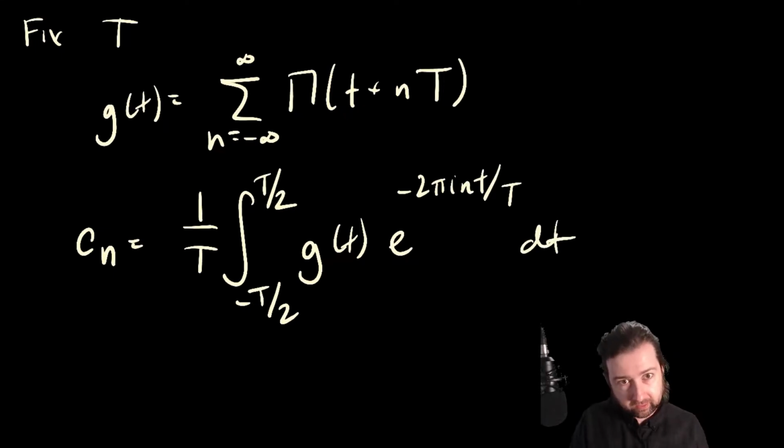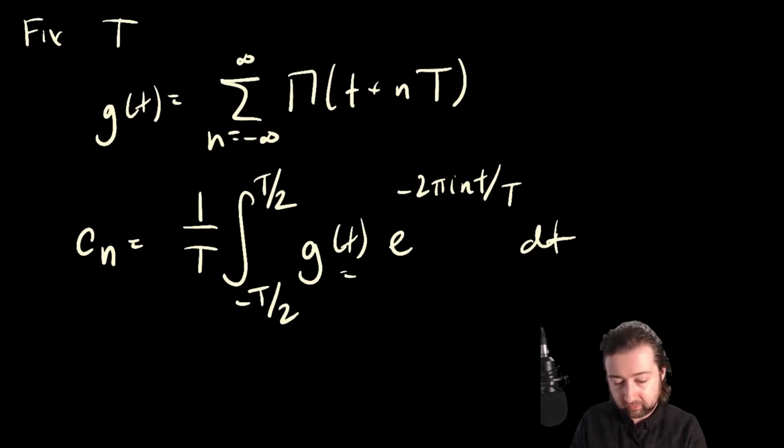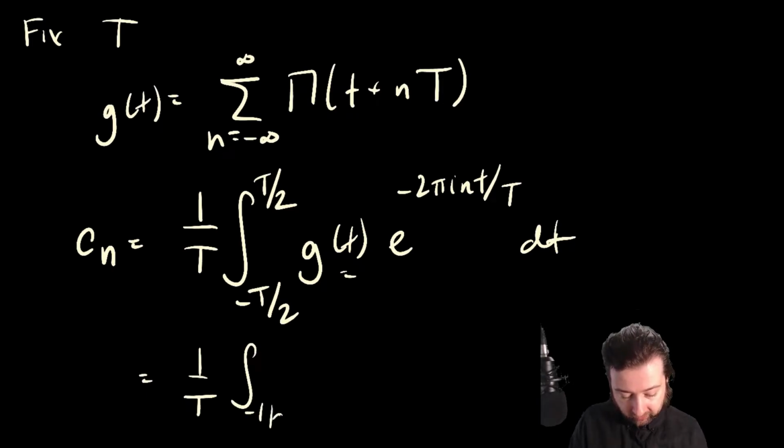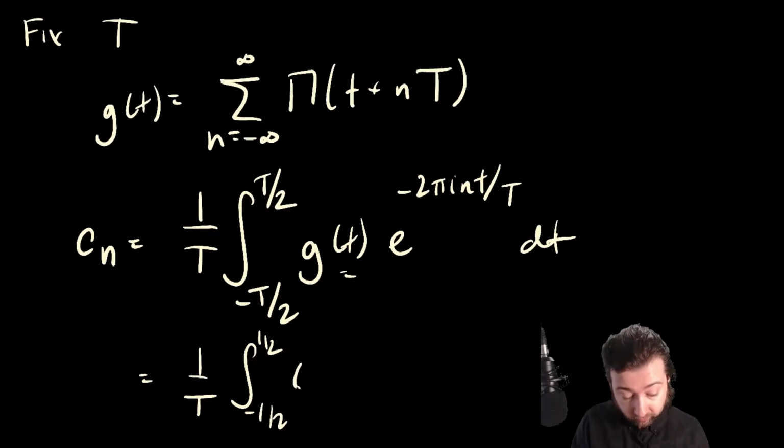Now, the very first thing that I can do is, because this function is only defined from minus 1/2 to 1/2, I can immediately reduce this integral to the integral from minus 1/2 to 1/2 of, well, what is the value of g of t on the interval? It's just 1.